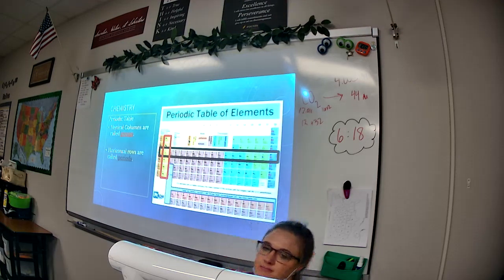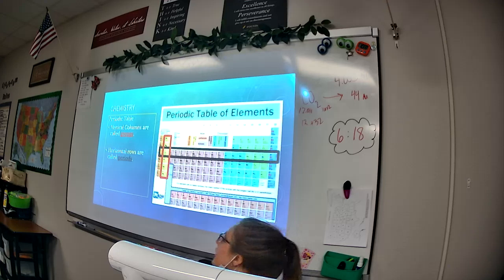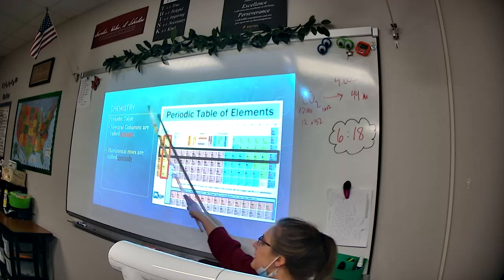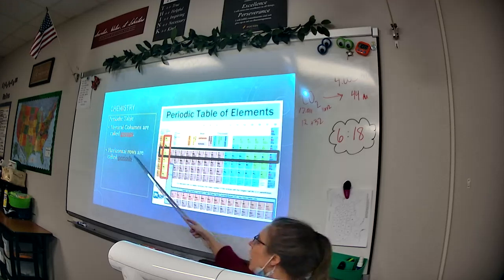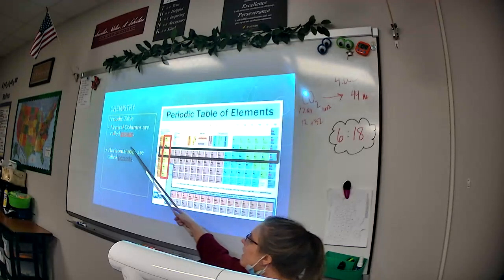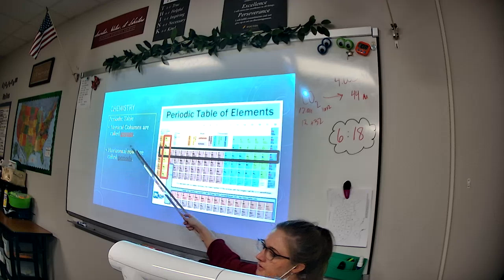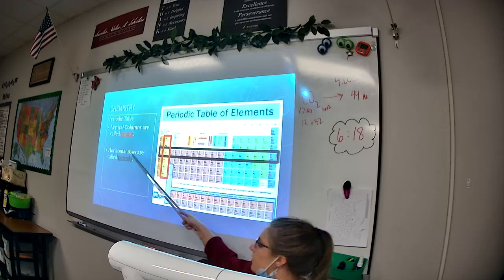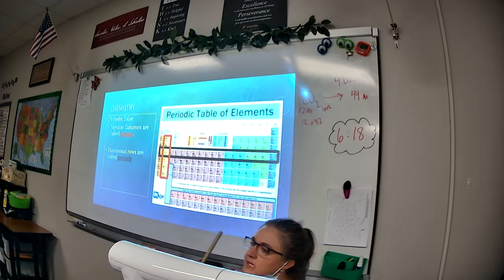Periodic table. The vertical columns on the periodic table are called groups. The horizontal rows are called periods. Keep in mind, in your notes, it says horizontal columns. This word here in yellow, you need to correct that in your notes. Anna, wake up. Horizontal columns are not a thing. It doesn't exist. Okay? So, change the word columns after horizontal to rows. Horizontal rows are called periods.